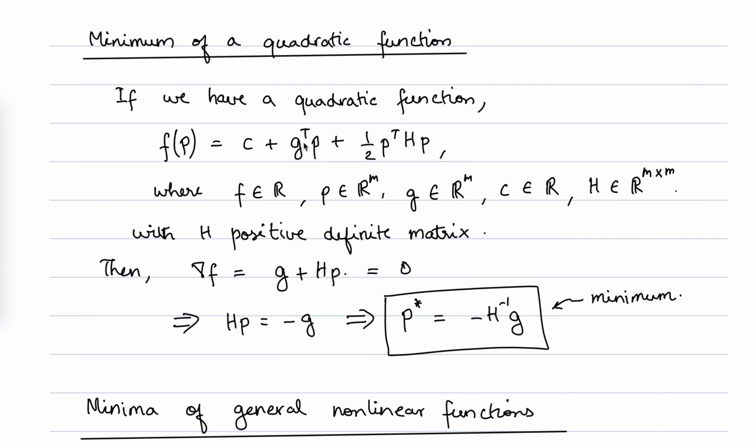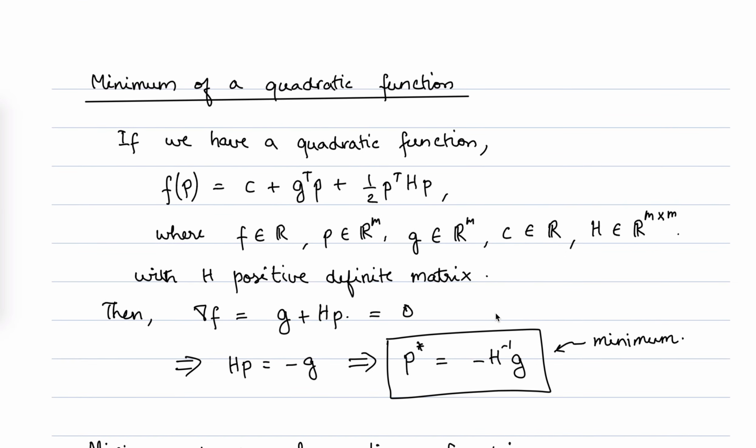So suffice it to say that the gradient of this function is just this function, and we set it equal to 0. You can rearrange. You can say Hp equal to minus g, like so, and then p is going to be minus H inverse g. So if you have a function like this, the way to find the minimum is basically use this formula, right? So if you have a quadratic function with a minimum, then the minimum point is given by this expression. Okay.